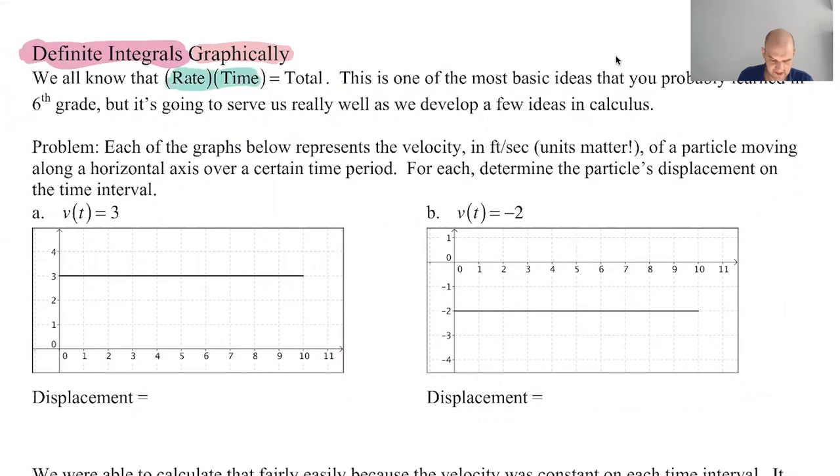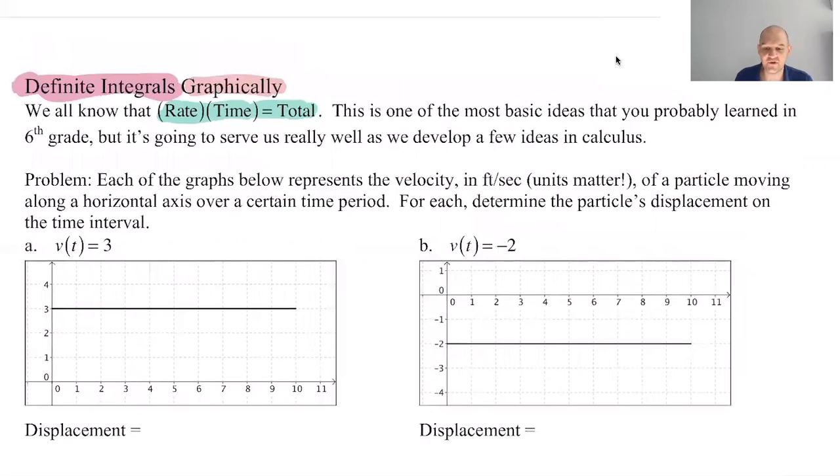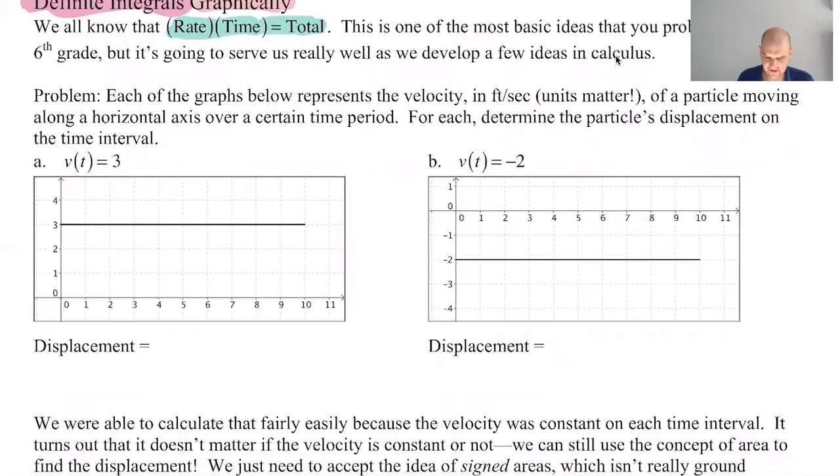So I'm going to start with a really old idea for most of us, and it's the fact that rate times time equals total, right? So distance equals rate times time. If you make $5 an hour and you work for 10 hours, you make 5 times 10, $50 in that amount of time. Rate times time equals total. This is one of the most basic ideas that you run into. I think you probably run into it in 6th grade, maybe before that. But it turns out we're going to be able to do a lot of calculus using that idea, and that's kind of weird. So let's see what I mean by that.